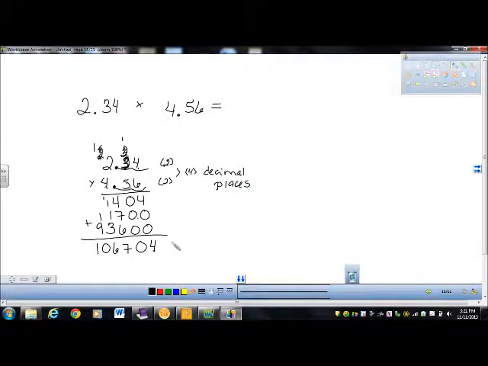That means that when I move down here, I need to go 4 decimal places in. So if you don't see a decimal, you know that it's always at the end. So here's my current decimal, but I have to move it 4 places. So I'm going to go 1, 2, 3, 4. And it's going to go right there. So my answer is going to be 10.6704.